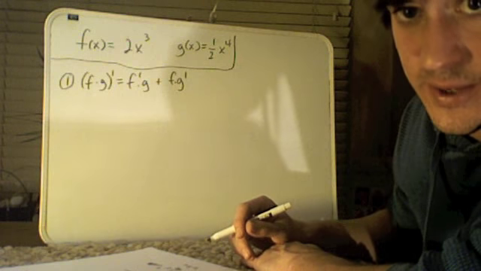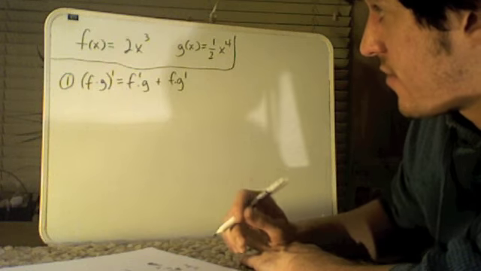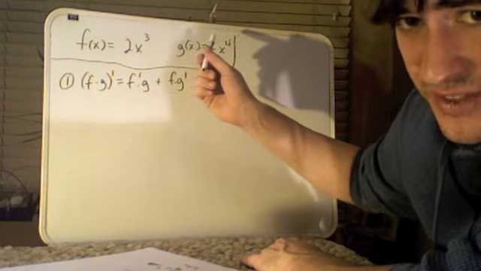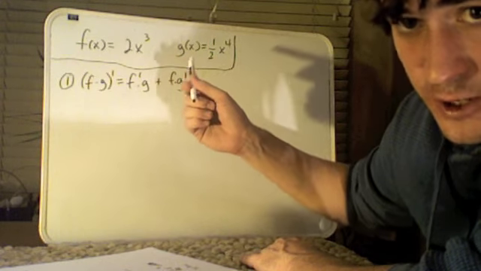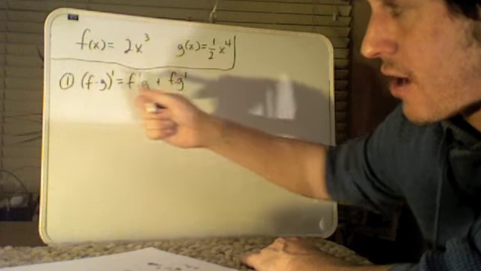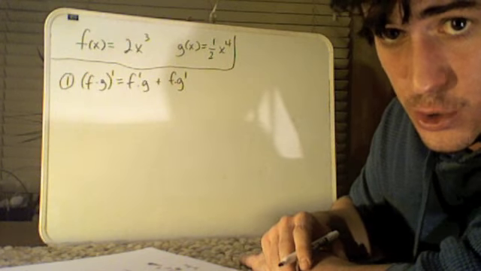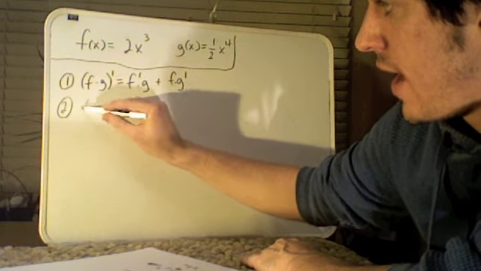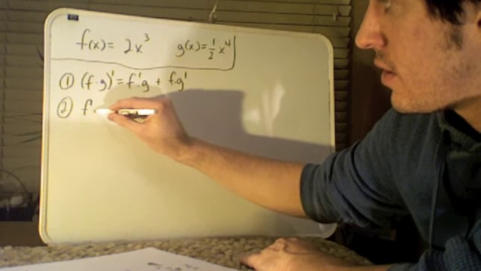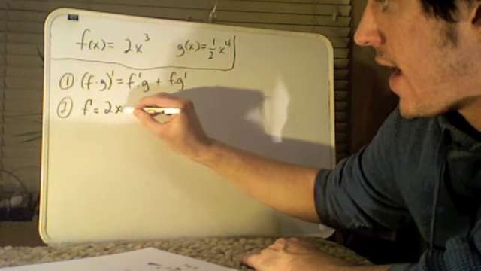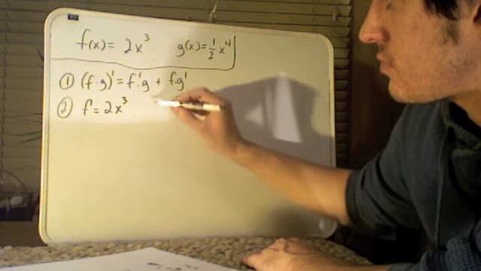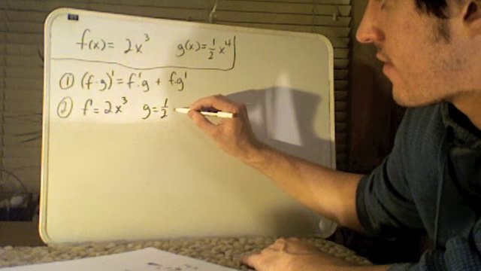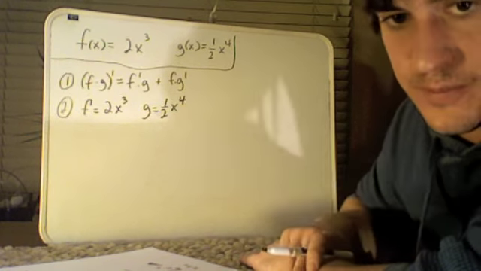The second step is to write your functions. I already have my functions here, but I'm going to write them again because remember we're pretending that this is just from the textbook. So everything outside of this box is what you're doing on your paper. So step 2, write your functions. F equals 2x cubed. G equals 1/2 x to the 4th.